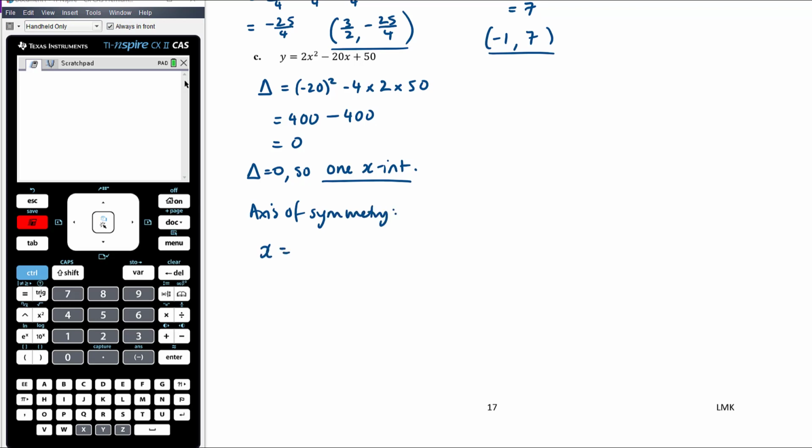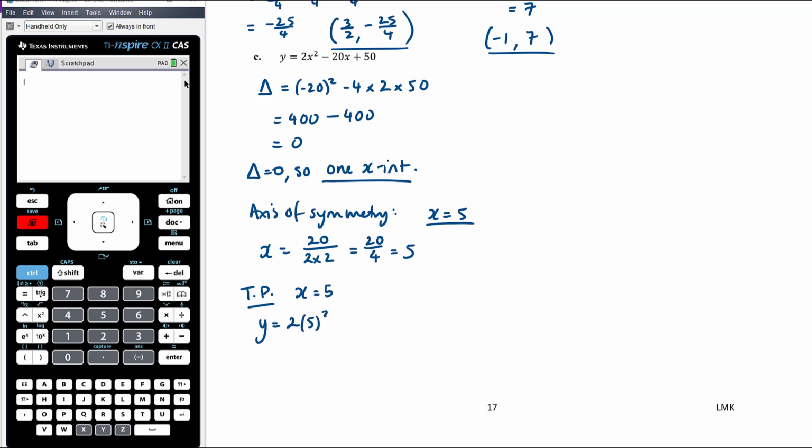So x equals negative b, which is positive 20, on 2 times a, which is 2 times 2. So 20 on 4, which is 5. So our axis of symmetry is x equals 5. And so that's the x-coordinate of the turning point. So x equals 5. Let's find y.